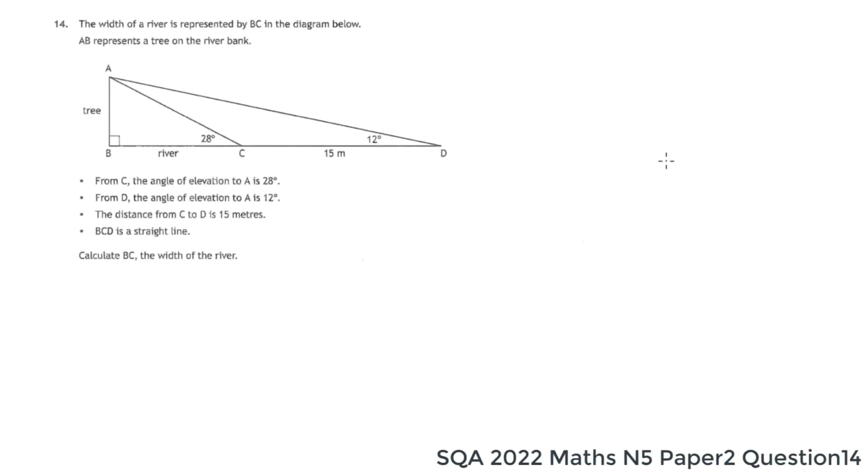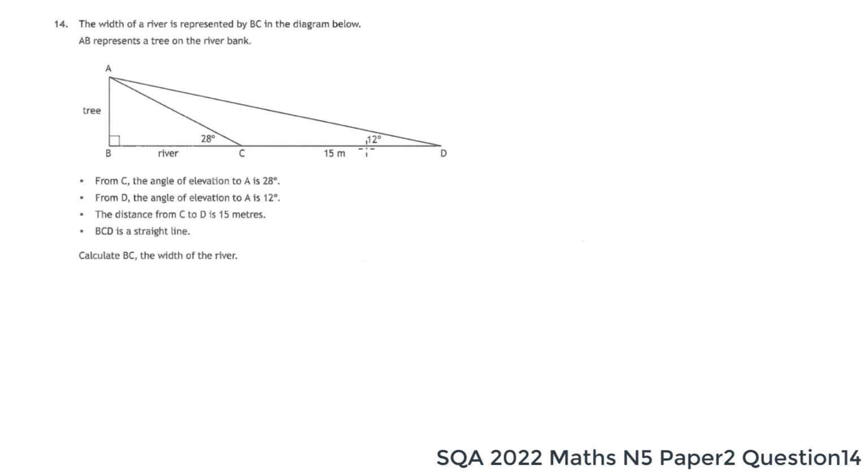So here we have the last question in the paper, question 14. And we've got a river that's represented by BC. And we're standing on the river bank here, looking at the top of a tree on the opposite side of the river bank. And we're measuring this angle of elevation, which turns out to be 28 degrees. Now that's the angle between the horizontal, as we look across the river, the angle you have to raise your line of sight until you see the top of the tree. That's an angle of elevation of 28 degrees.